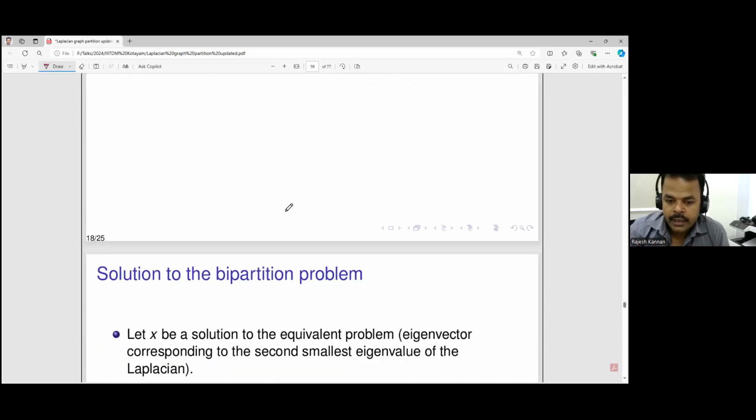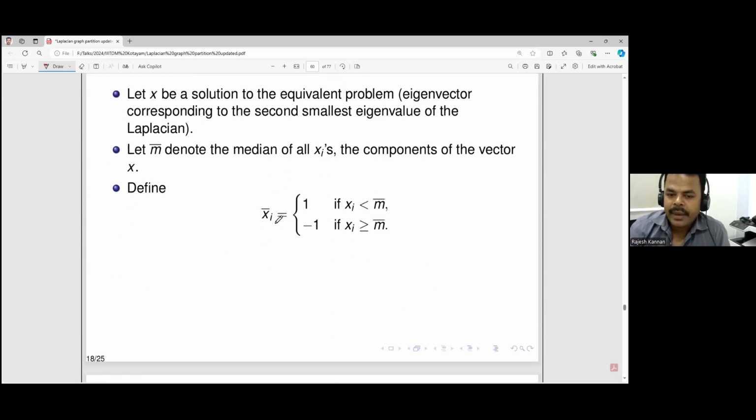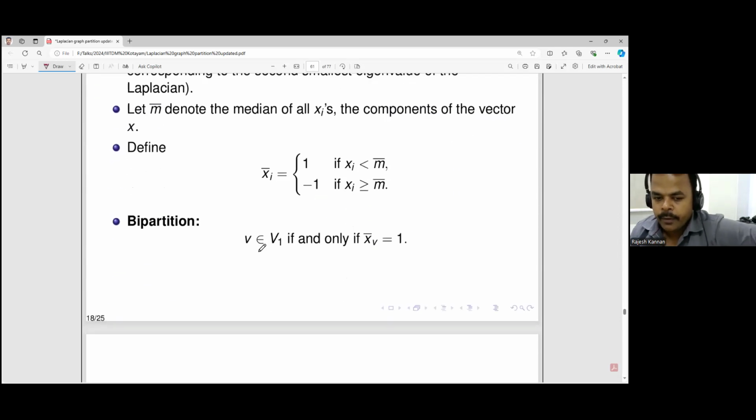And then you are going to give your partition in this way. Keep xi bar equal to 1 if xi is strictly less than m bar, and xi bar equal to -1 if it is greater than or equal to m bar. The way we are defining this median, this will bipartition your entire collection into two parts, where one collection has the value equal to 1, the other collection has value equal to -1. Now you define your bipartition in this way. v belongs to V1 if and only if xv bar is equal to 1. That means if you know V1, then V2 you take V minus V1. Needless to say, V2 is nothing but V minus V1.